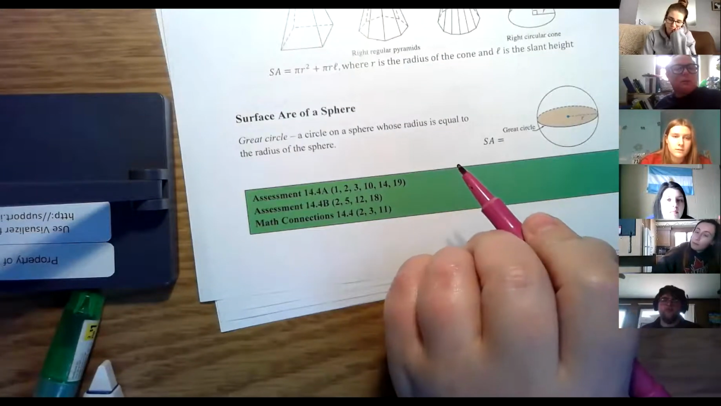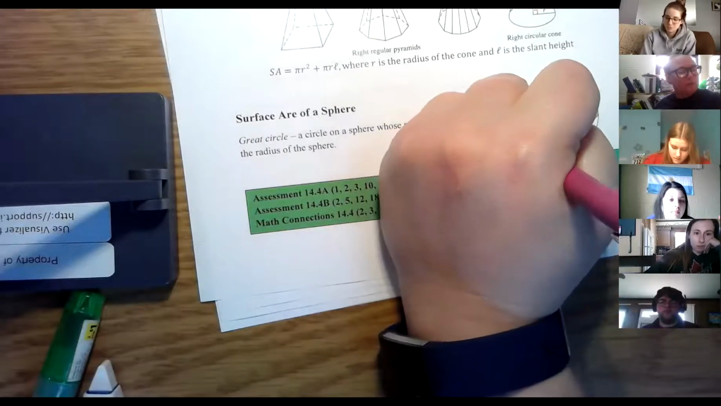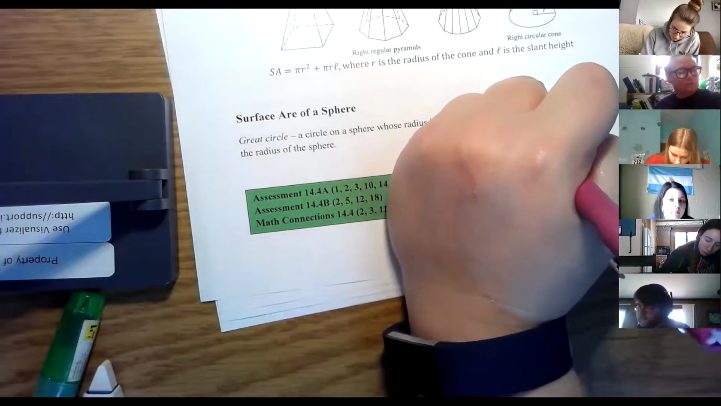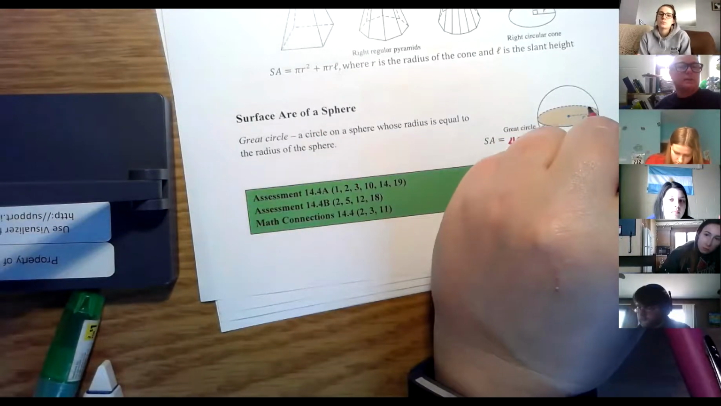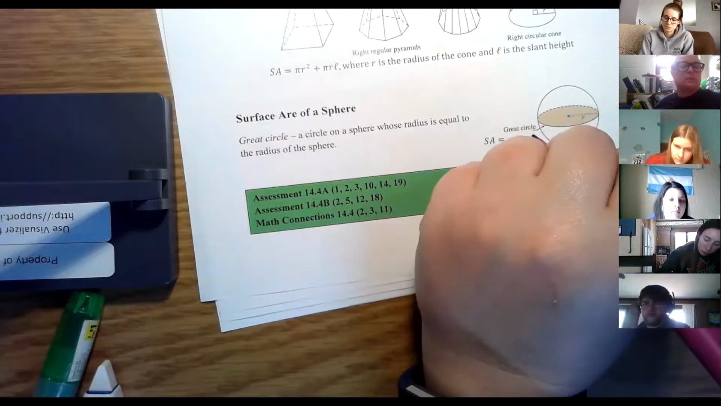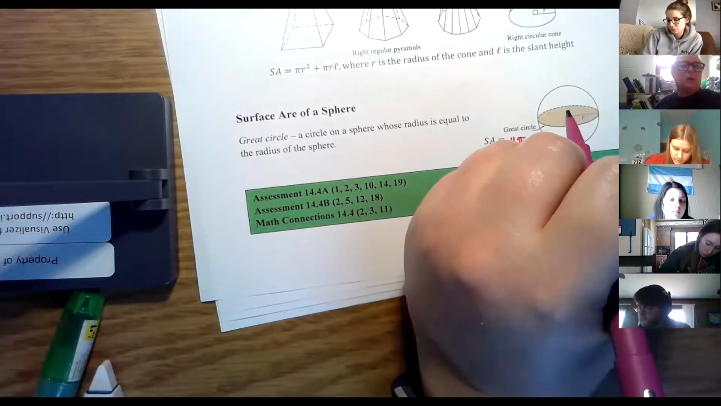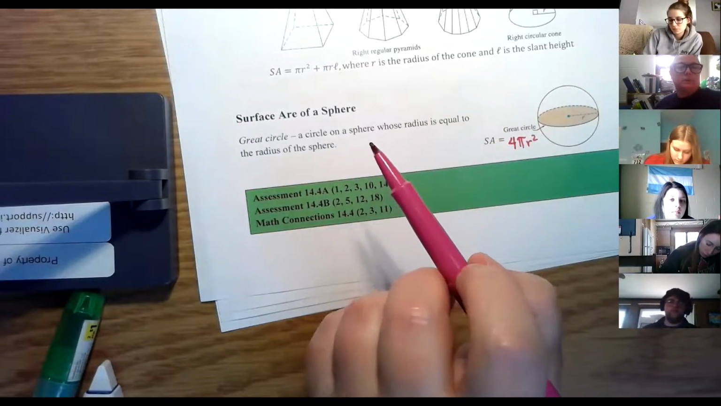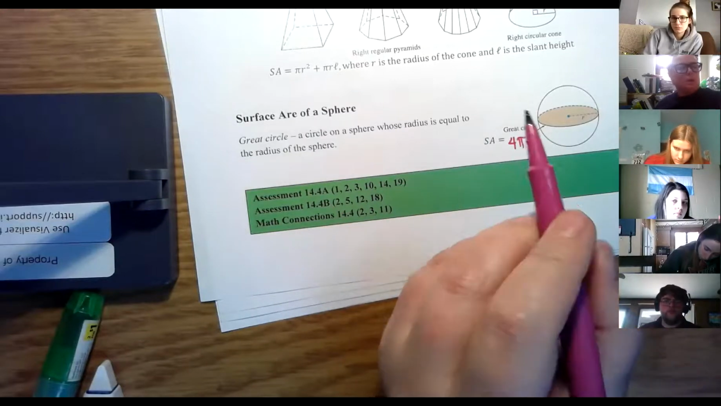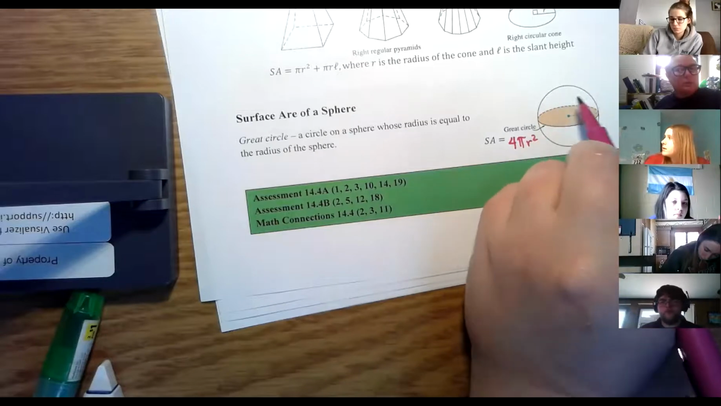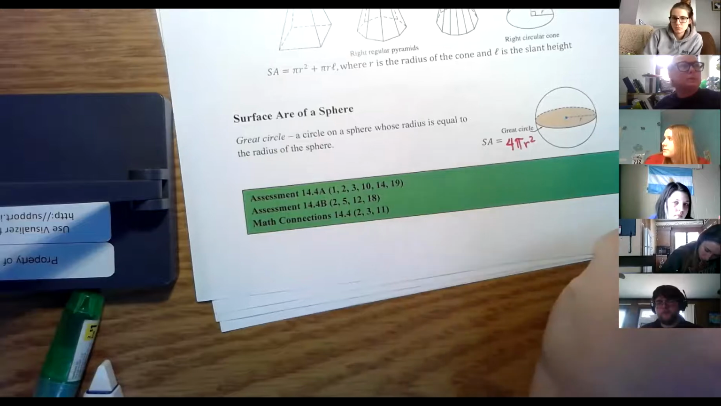And I just want to tell you the surface area of a sphere. It's going to be 4 pi r squared. And the great circle is the circle that has the largest area within that sphere, or the circle on the sphere whose radius is equal to the radius of the actual sphere. Because technically you'll have all these smaller circles that you can draw inside there, but the great circle is the largest one. And that's pretty much it.